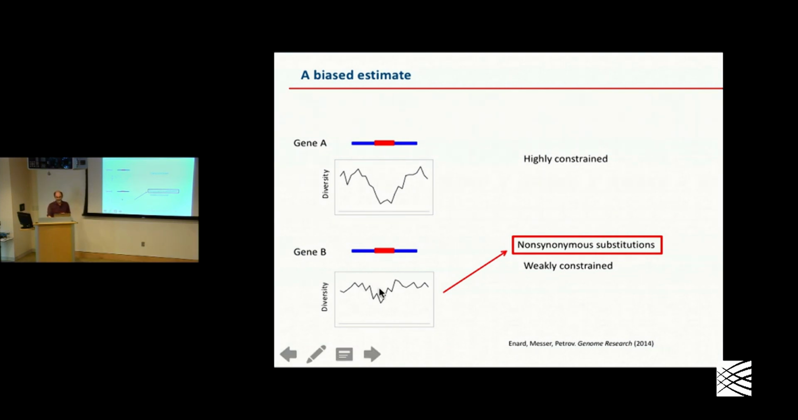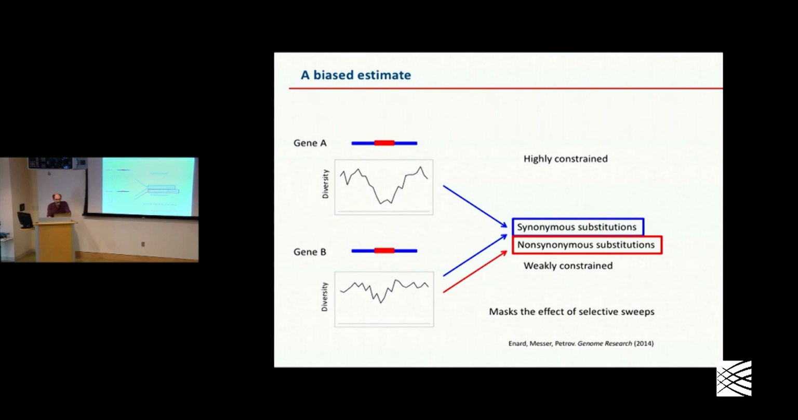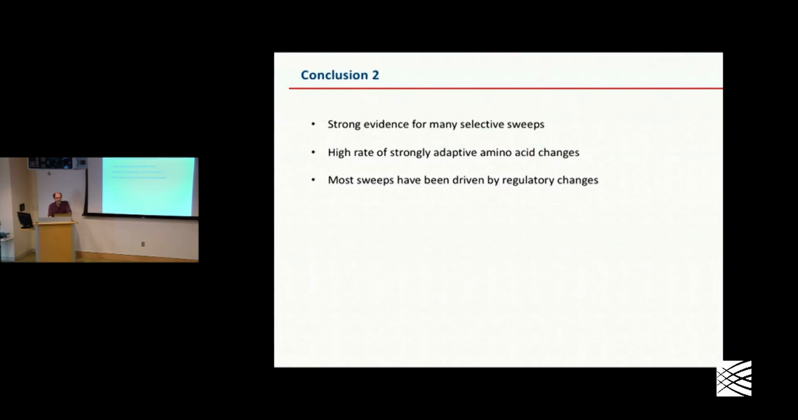And if you then compare that to synonymous mutations, which can happen in either A or B, if selective sweeps have reduced diversity around these non-synonymous mutations, it's going to be masked by the fact that this trough wasn't very deep to start with. So if A and B look the same, it may be because you've just selected a biased set. And so their conclusion was that there's actually strong evidence for lots of selective sweeps.